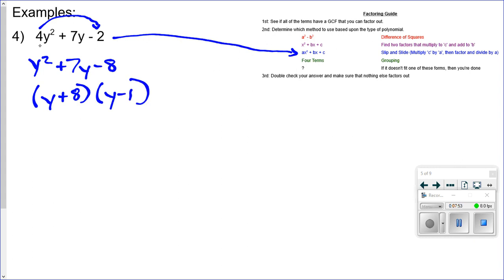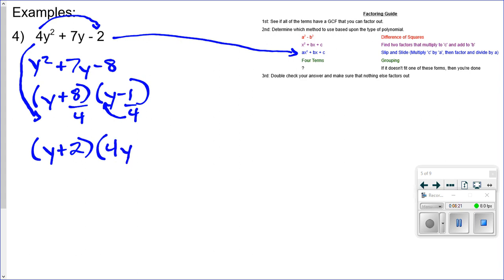And now the reason this is called slip and slide, because I'm slipping the 4 to the end here, and then I'm going to slide the 4 back down here, and I'm going to divide each of these by 4. So the 8 over 4 simplifies to just 2, so that becomes y plus 2. If it can't simplify, then you slip this 4 up next to the y there. So it becomes 4y minus 1. And that's your answer. And again, don't forget you can FOIL these to check them.